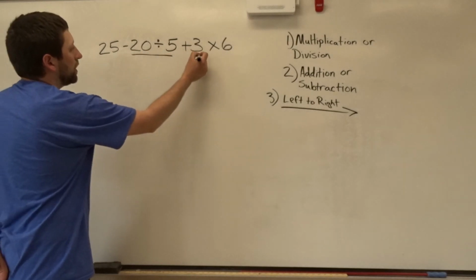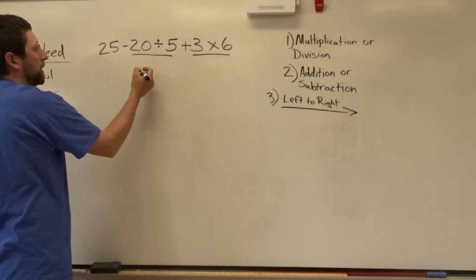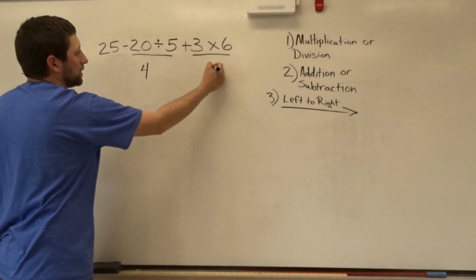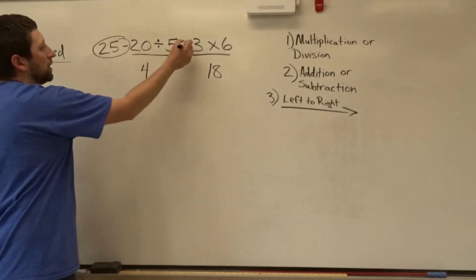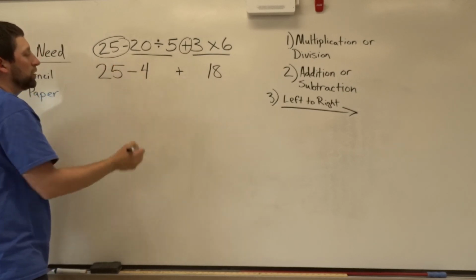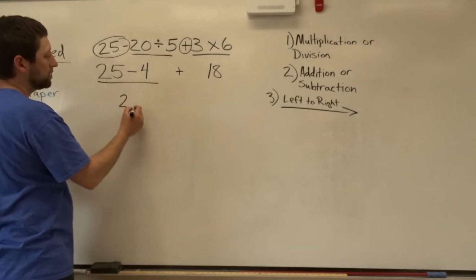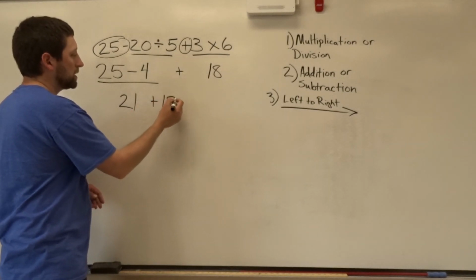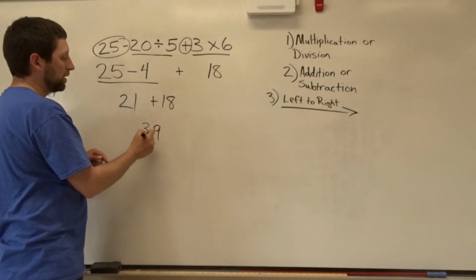Looking for multiplication and division. Here I have 20 divided by 5, and here I have 3 times 6. 20 divided by 5, I know that's 4, and 3 times 6, that is 18. Alright, so I haven't used this, I haven't used that. So I'm going to put a plus sign there, and then I'm going to go ahead and put 25 minus. So 25 minus 4, let's do that first, that's 21. And then I need to add 18. 1 plus 8, that's 9, 2 plus 1, that's 3.